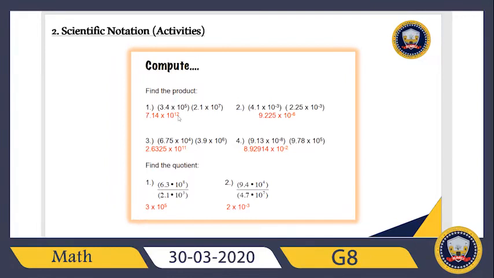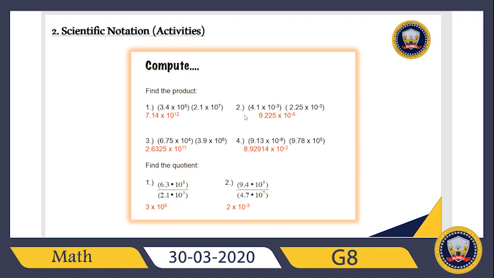Okay, in this example, after we multiplied 3.4 by 2.1, we received this number, which is 7.14, which is already between 1 and 10, correct? So if it is less than 1 or greater than 10, we should convert it to a number between 1 and 10 to write it in a right scientific notation. Clear? Now let's go to the second one.